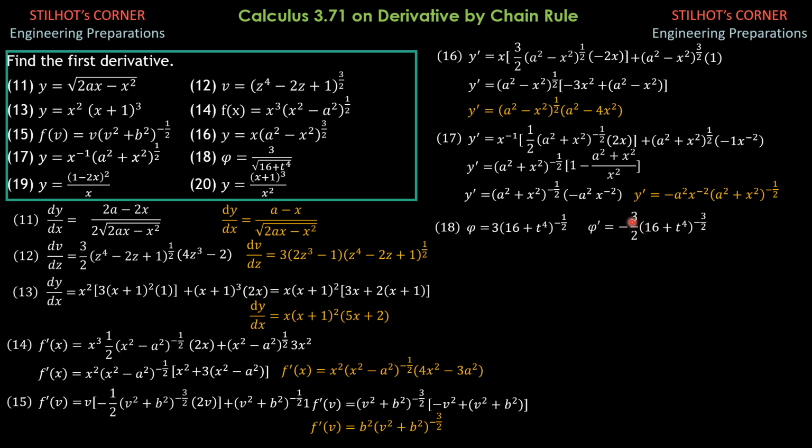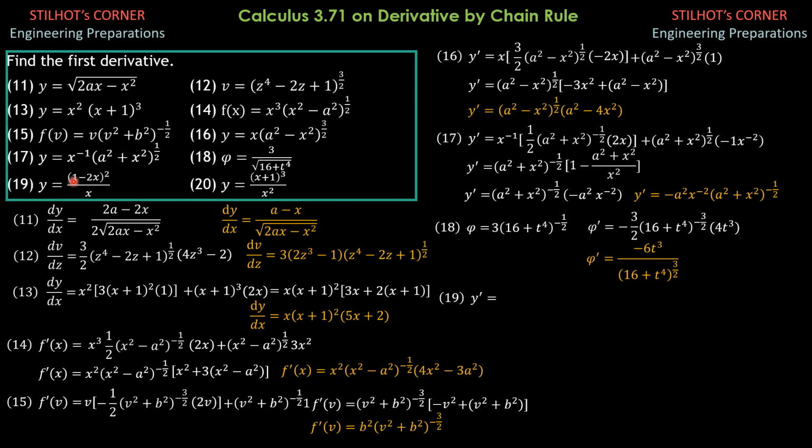So negative 3 times 4 over 2 is negative 6. So the final answer is negative 6 t cubed over quantity 16 plus t to the fourth raised to 3/2, because we want the answer to be of this form also. Although the answer may also be negative 6 t cubed times quantity 16 plus t to the fourth raised to negative 3/2. So that's also acceptable.